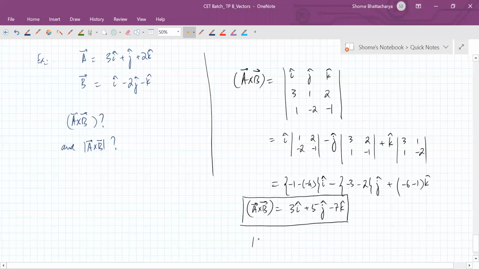And then for the magnitude of this, we have to just take the mod of this vector. So that is 9 plus 25 plus 49. So it's square root of 83. That becomes the magnitude. This becomes the vector.